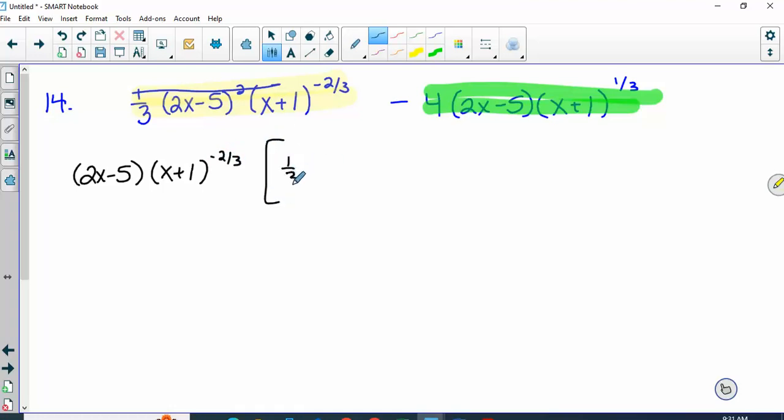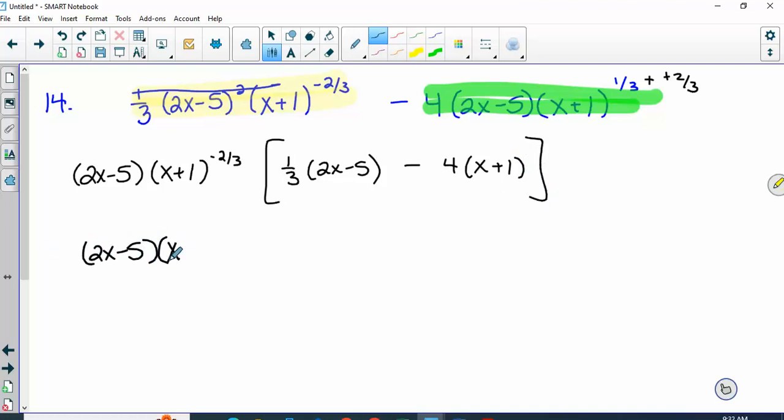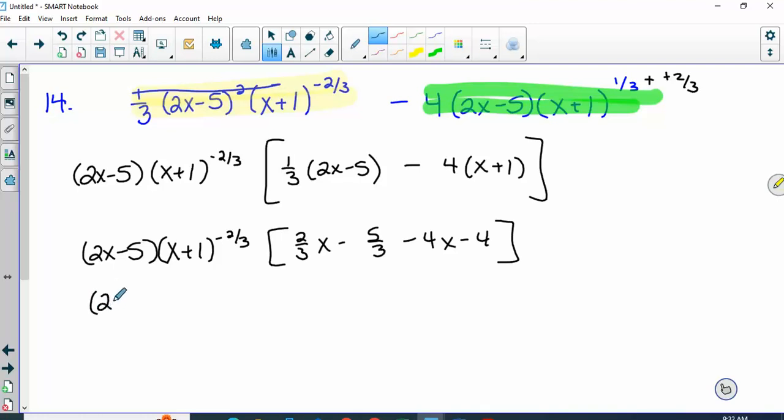So if you didn't take out the 1/3, you have a 2x minus 5, and that's it. In that term, this one, you have a 4, you took this out. For this exponent, it'd be 1/3 minus negative 2/3. So 1/3 plus 2/3 is 1. Okay, so if you did this, you have some more fractions to deal with along the way.